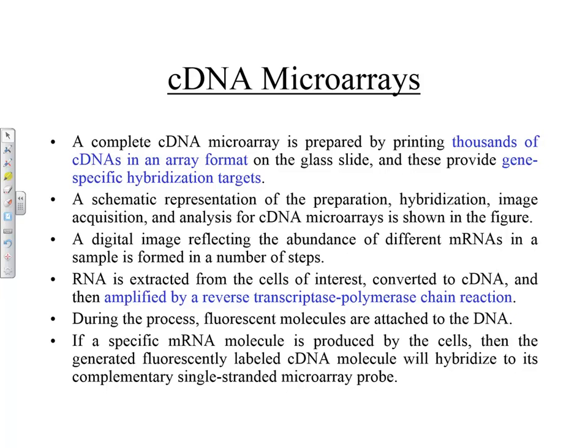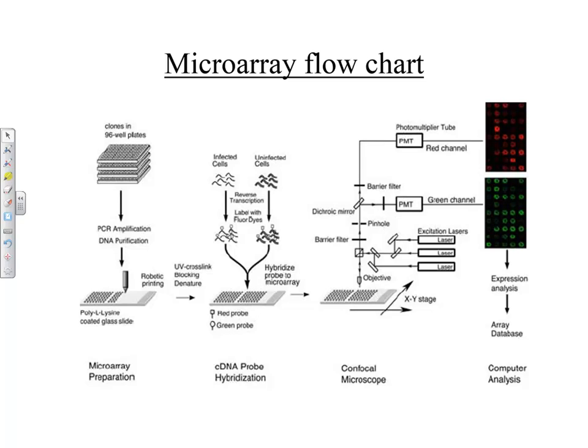And a schematic representation of the preparation, hybridization, image acquisition, and analysis for cDNA microarrays is shown in the figure. That's the figure that I showed you a few minutes ago. Now, a digital image reflecting the abundance of different mRNAs in a sample is formed in a number of steps. So in the beginning, it was just the microarray preparation. That was the picture on the left, the leftmost picture. So now you've got all these complements immobilized on the surface.